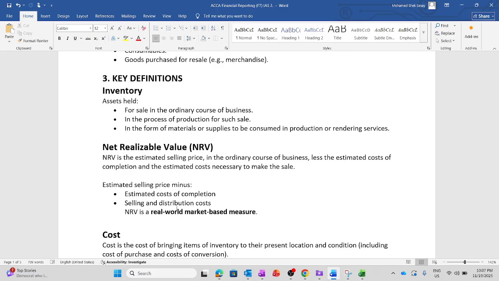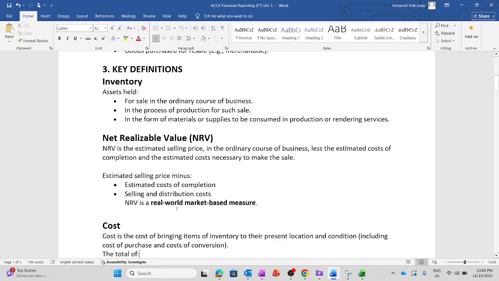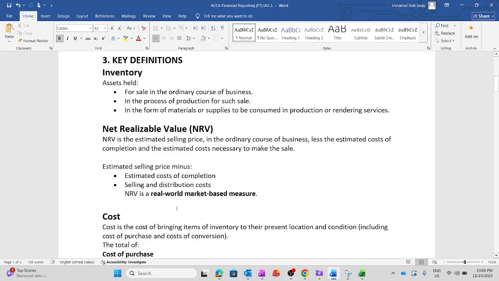So IAS 2 encompasses the impairment already, so we don't need to use impairments again to account for the inventory. Now, if we are talking about the net realizable value, we are looking at the estimated selling price in the normal course of business, less any cost of completion or estimated costs necessary to make the sale. So IAS 2 states that we need to use the lower of the cost or the net realizable value.